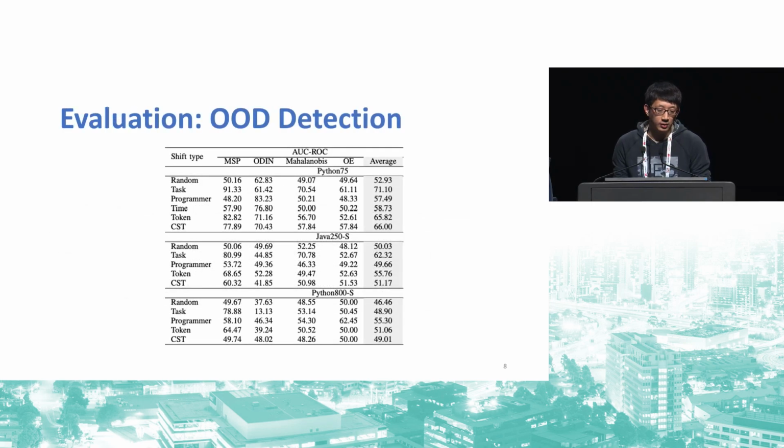Then we have a preliminary evaluation on our dataset. The first task is OOD detection. We evaluated 4 typical OOD detectors, and you can see the average AUC-RC scores are not good. Some of them are over 15%, which means the OOD detectors totally fail to detect the OOD data. So our dataset provides the first opportunity to propose new OOD detectors for detecting out-of-distribution code.